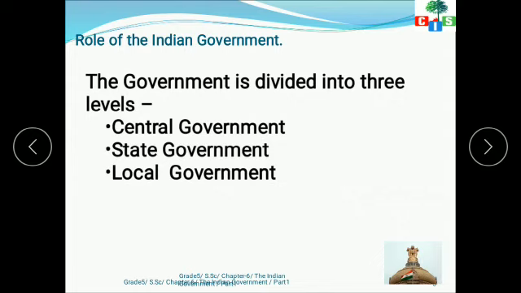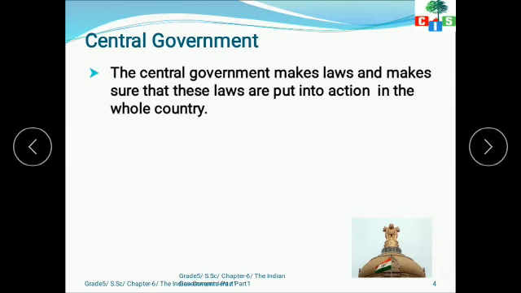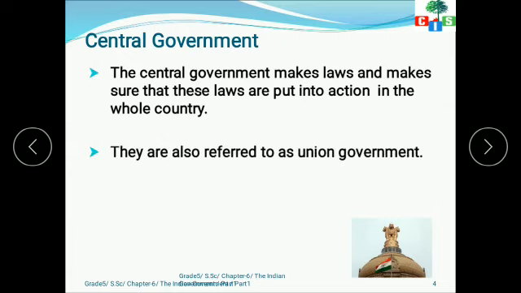Now let's start and discuss first the central government. The central government makes laws and makes sure that these laws are put into action in the whole country. So their role is to make laws and make sure that all those laws are put into action and implemented by the whole country. They are also referred to as the union government. The central government is also known as the union government, and its main offices are located in New Delhi.